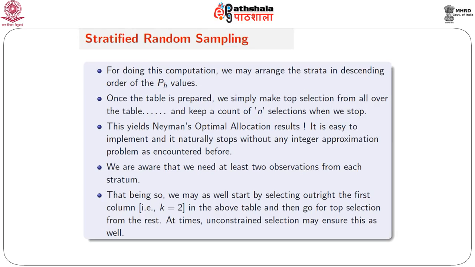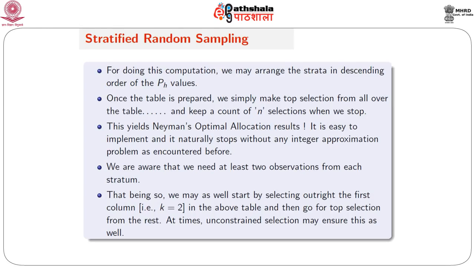So the general term is 1 over K into (K plus 1). So we just write a two-way table and we start making the top selection from all over the table, keeping a count of small n selections when we stop. This yields Neyman's optimal allocation results. It is easy to implement and it naturally stops without any integer approximation problem as encountered before.